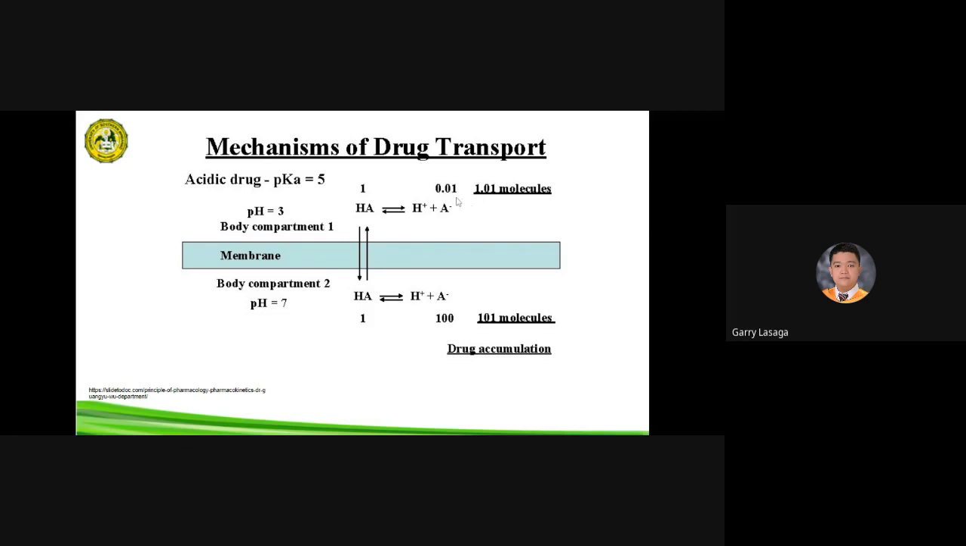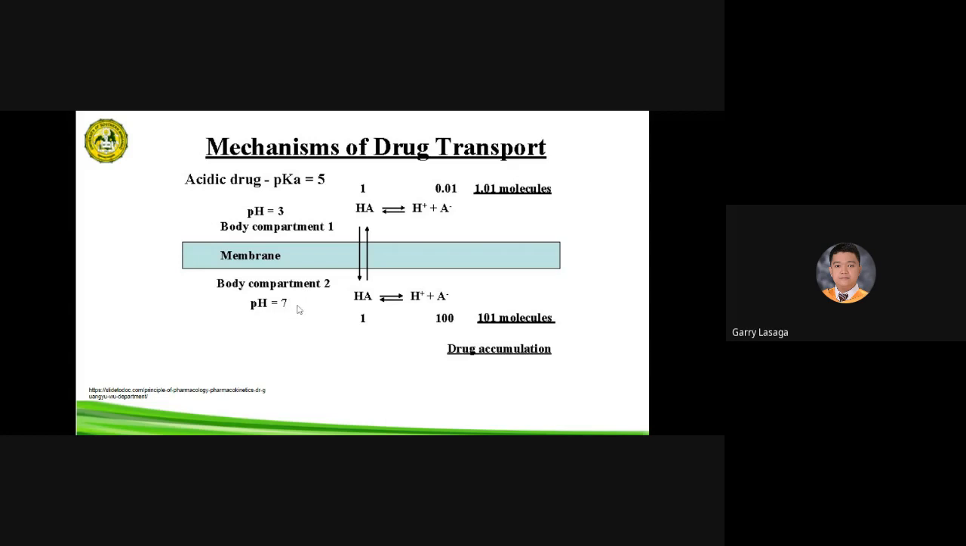Ano kaya yung value nito pag ito yung pH nito ay 4? So probably this could be 0.001, no, because there is an increase, a tenfold increase in the protonated form of the drug. The same is true for this.